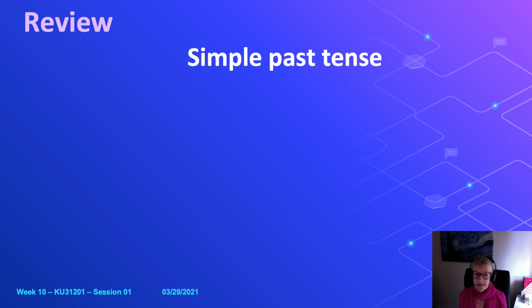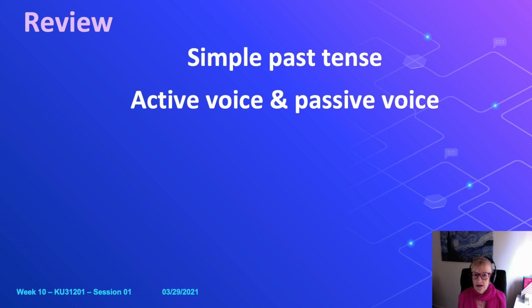So simple past tense, I'm sure you remember from last week and from our prac on Thursday, is referring to things that have happened previously. We're talking about them or writing about them now, but we're talking about things that have happened in the past. So they're not happening now, they're not going to happen, they have already occurred. And in past tense, we can have active voice and passive voice.